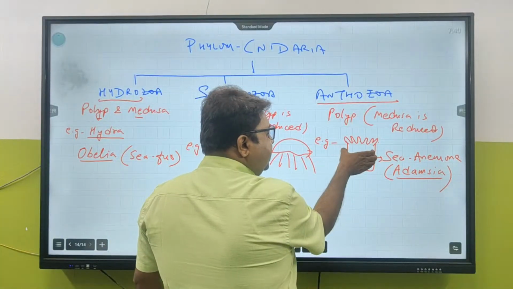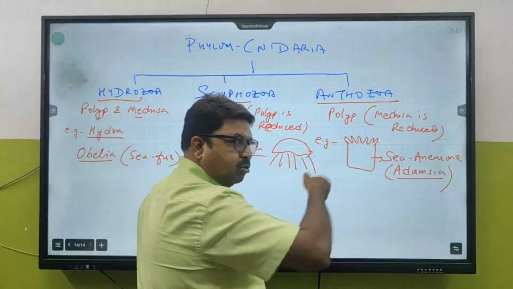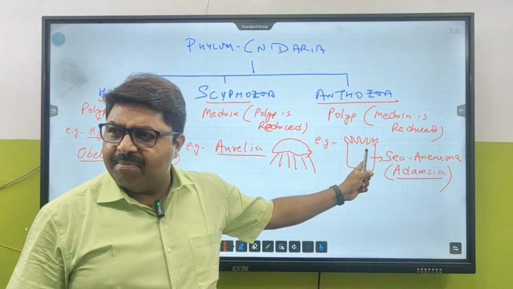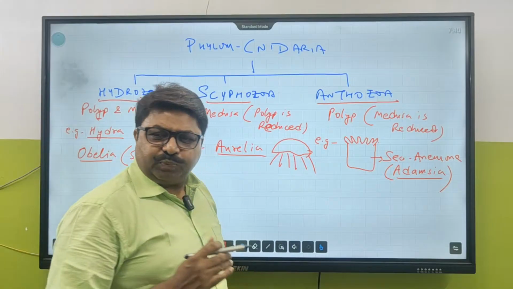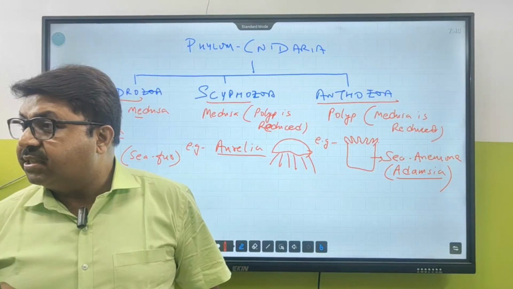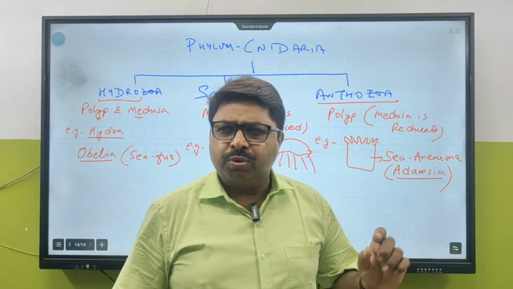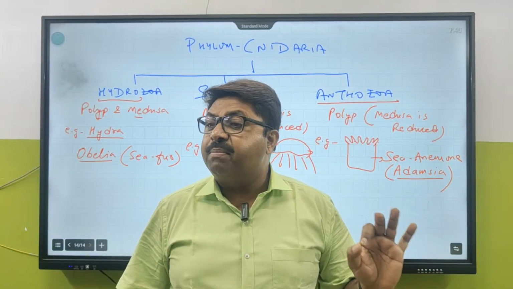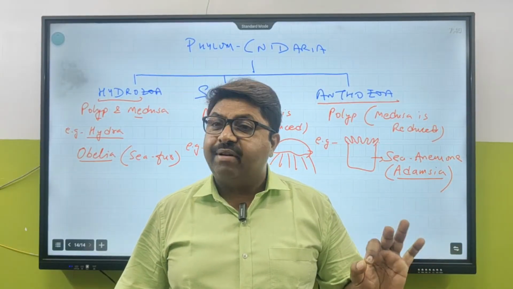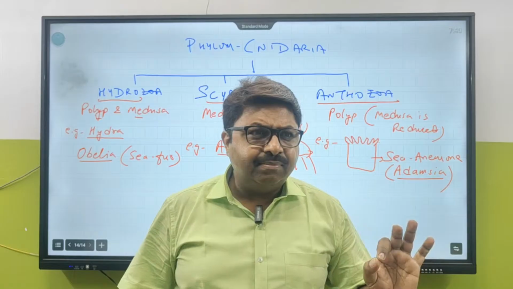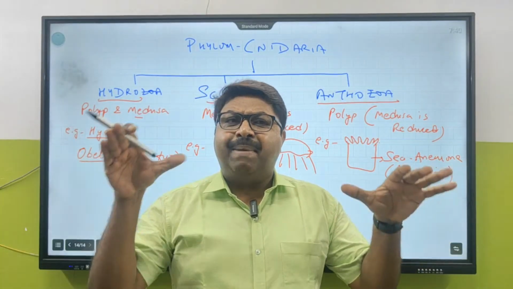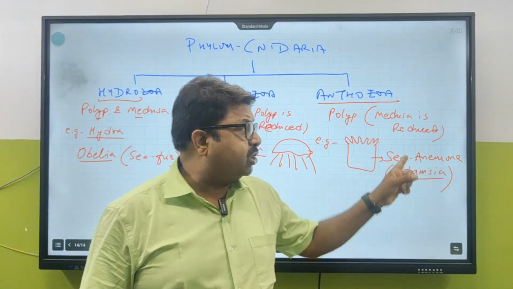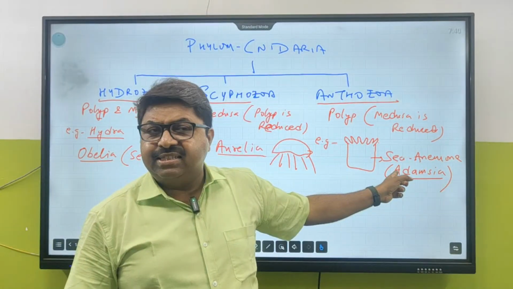So if they have tentacles in the upper portion, definitely the polyp structure is dominant, just like umbrella or hydra. Clear? Now, what is so very special about sea anemone? They also show commensalism with hermit crab. They sit at the back of hermit crab because they are slow movers.